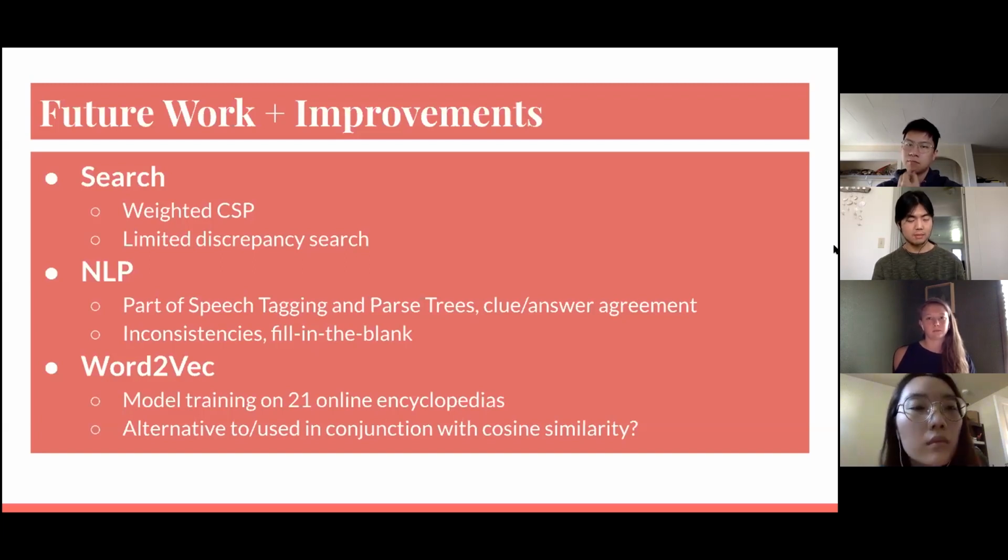So we made a model. We used 21 online encyclopedias instead to train on. These were free and you could just access these easily. And the results that it came up with were actually very promising.